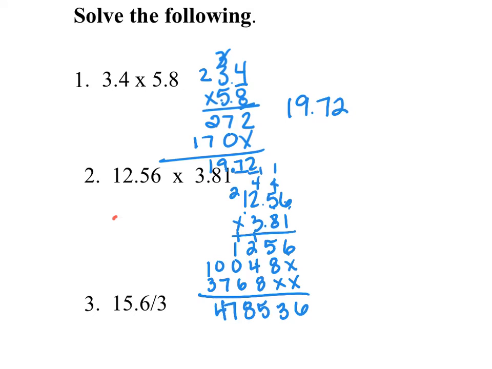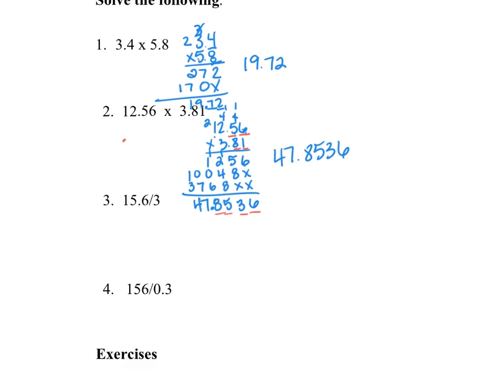Okay, so I got 4, 7, 8, 5, 3, 6. If you count the ones behind, right here is 1, 2, 3, 4. We make sure I have that many behind in my answer. Then I'm going to put my decimal right there. So it's going to be 47.8536. Okay, so those are the multiplying ones.